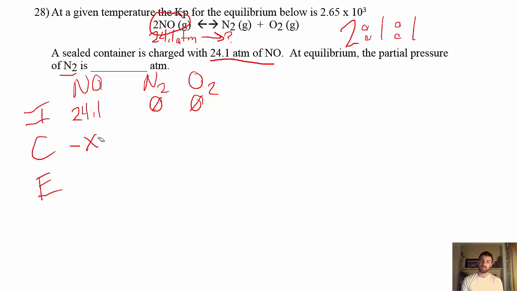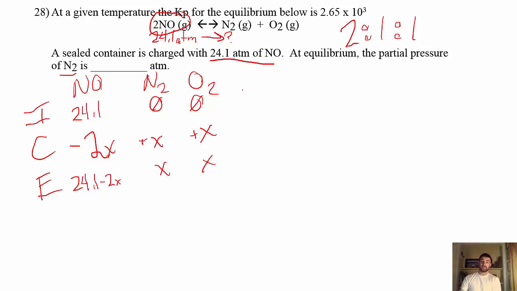So I'm going to save myself a little bit of a headache by saying, instead of calling it just X, why don't I call that 2X? Why does that save me a headache? Because now N2 and O2 are just X. It's half the amount. And what happened to them? Well, we made some, so it's positive values. So the equilibrium values: NO is going to be 24.1 minus 2x, N2 is going to be x, and O2 is going to be x.